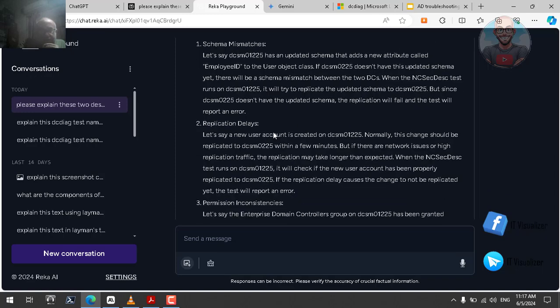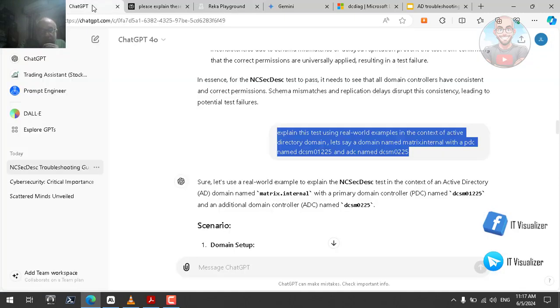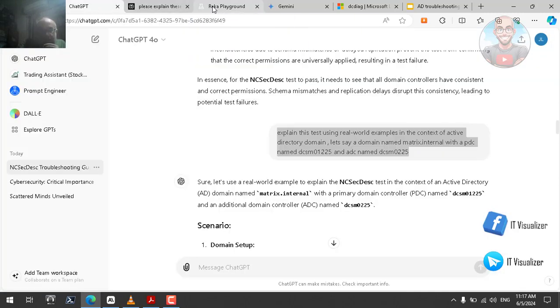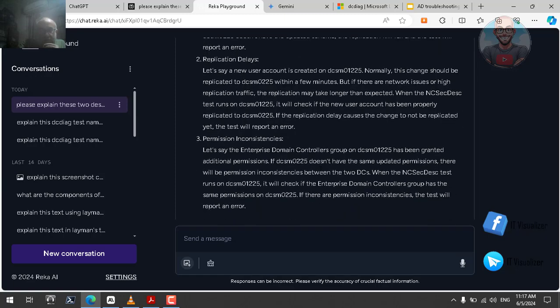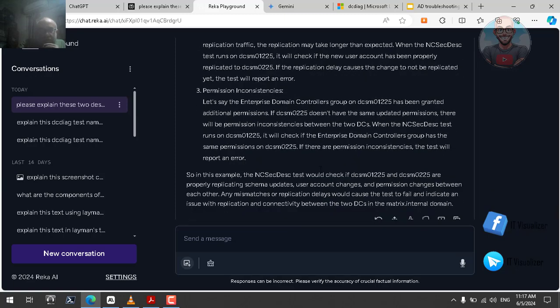Replication delays. Okay, this is about a user account being replicated, but this is also not the issue here. We are trying to replicate permissions on the Active Directory database. So this answer was correct. I think this other answer is not correct at all.